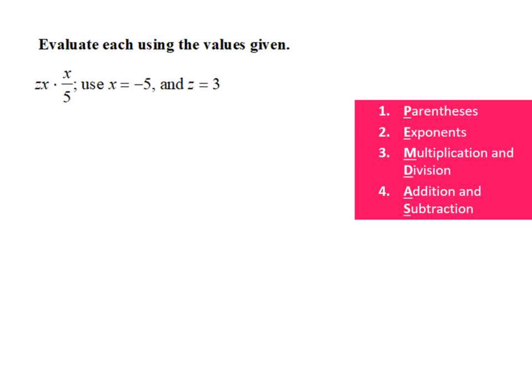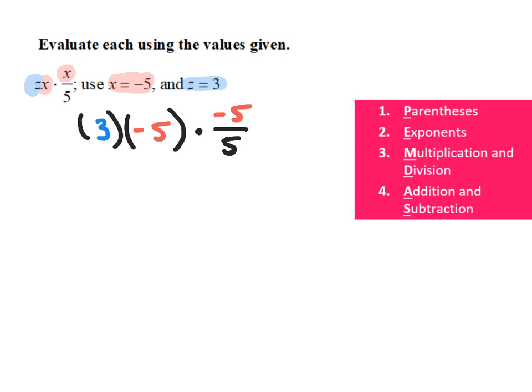In the next example, we'll first substitute the -5 for x and the 3 for z. So if we rewrite this, we'll have the 3 for z, the -5 for x, and it's times x, which is -5 over 5. Now there aren't any parentheses to simplify.